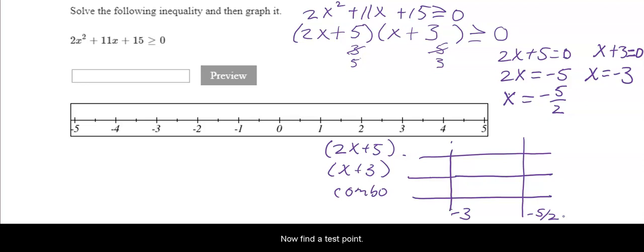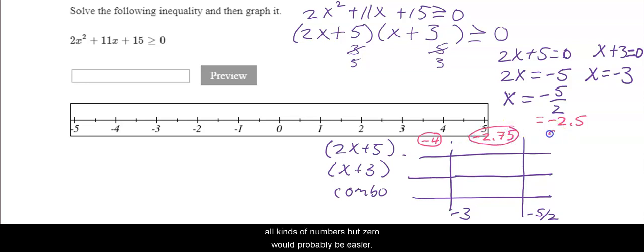Now find a test point. One easy test point below negative 3 is negative 4. There aren't many good test points between negative 3 and negative 5 halves, but you can think of negative 5 halves as a negative 2.5. A test point might be negative 2.75. It's not great, but it'll work. What's a good test point above negative 5 halves? You can use all kinds of numbers, but 0 would probably be easiest.